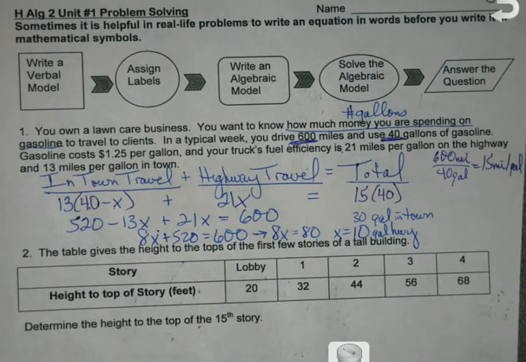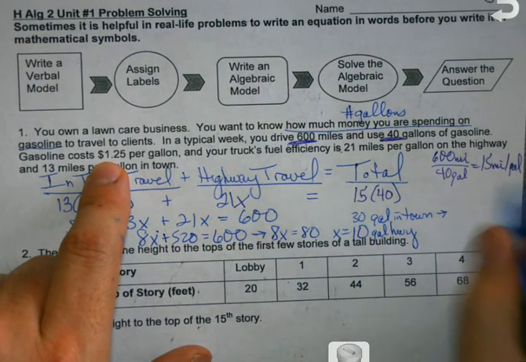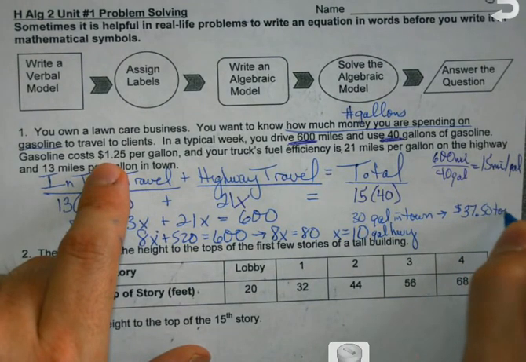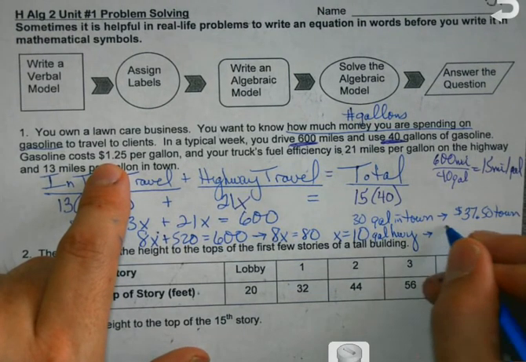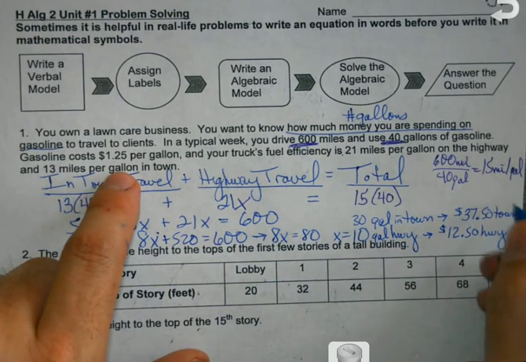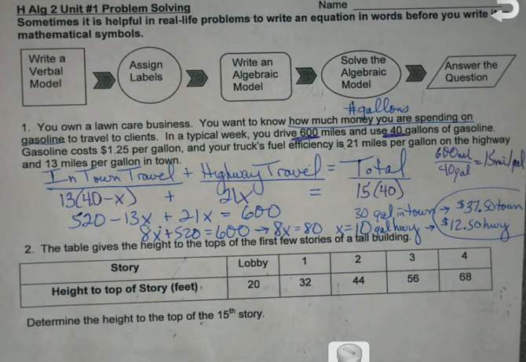So this lets me see, okay, so if it's 30 gallons in town at $1.25, I'm spending $37.50 on gas in town, because I'd multiply it by the $1.25. And I'm spending about $12.50 on my long distance traveling. So it looks like a lot of my clients are in town. It's that type of information that can help you make business decisions. Maybe you want to start doing more highway. Maybe you want to do more in town. You don't know, but it kind of gives you that option to get things set up.